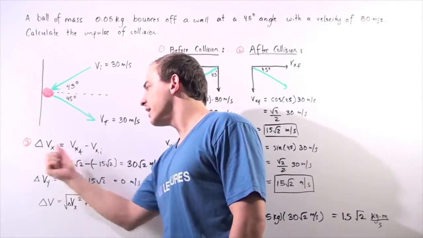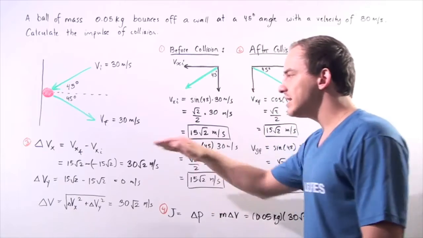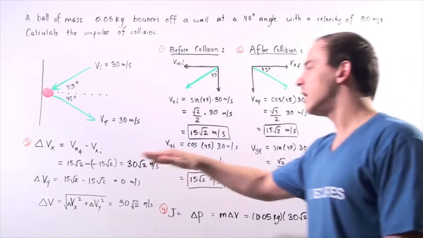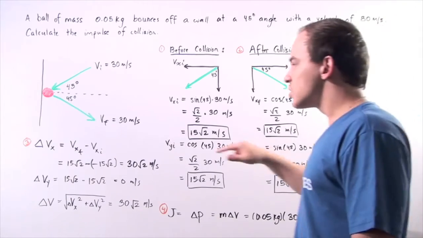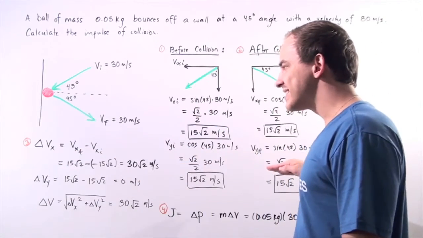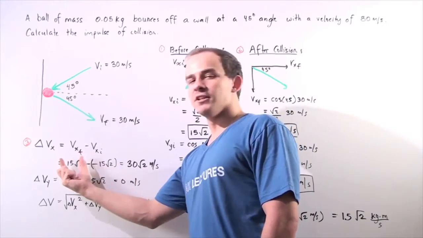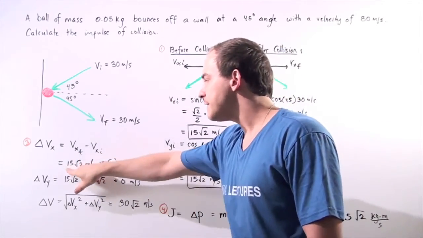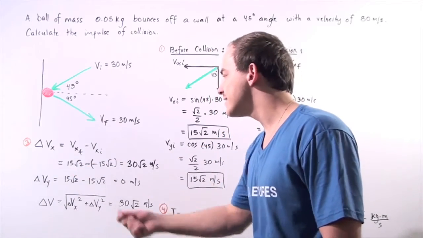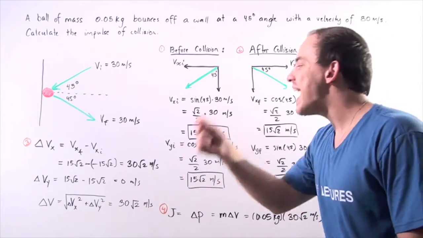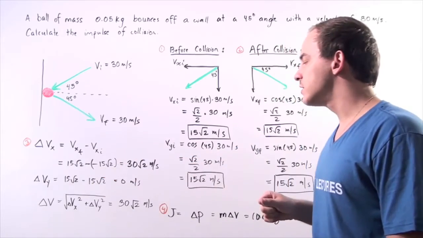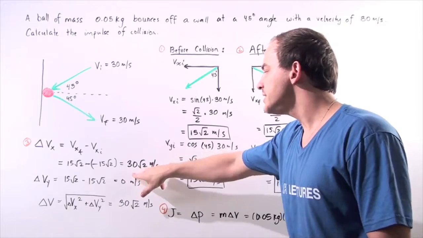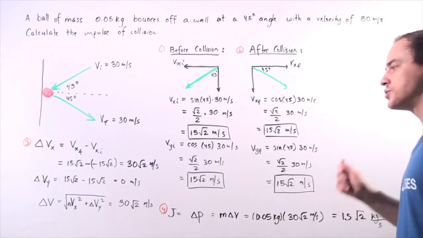We want to calculate the change in velocity along the x-axis and then calculate the change in velocity along the y-axis. So once again, along the x-axis, we have final velocity minus initial velocity. Final velocity is 15 times radical 2 minus initial velocity, which is negative 15 times radical 2. The negatives become a positive, and so we have 30 times radical 2 meters per second.